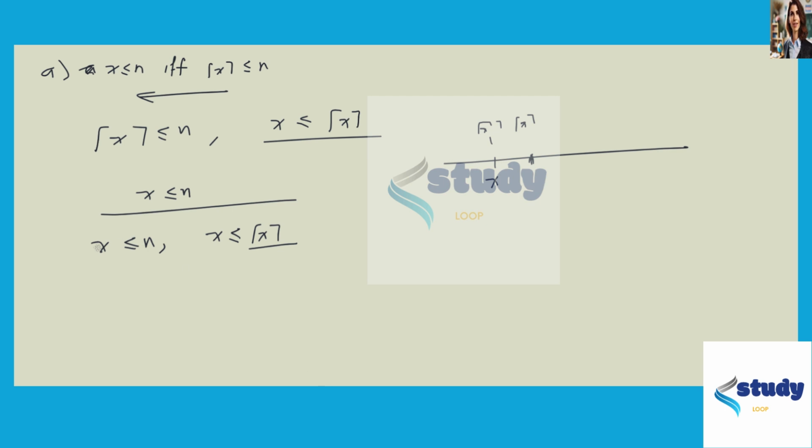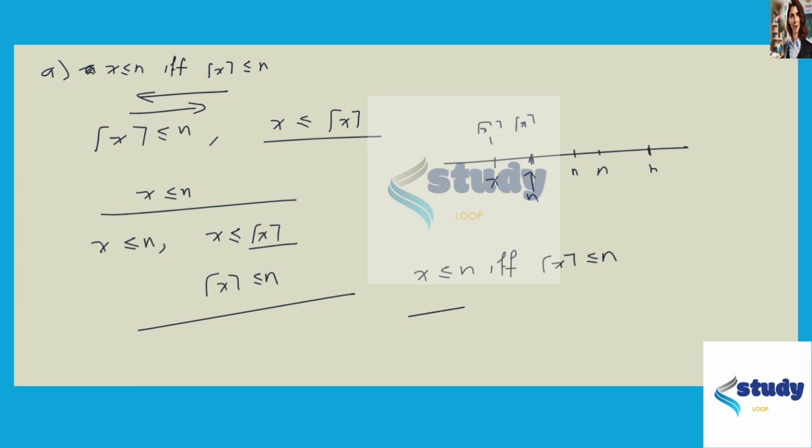But what we know here is that x is less than some integer n. So the integer could be over here, it could be over here, it could be over here, or it could be on the ceiling of x, right? But the point is that ceiling of x is the lowest integer which is higher than x. And we know that n is an integer higher than x. So therefore, ceiling of x must be less than or equal to n. So we've proved the rightwards implication. So therefore, x is less than or equal to n if and only if ceiling of x is less than or equal to n.